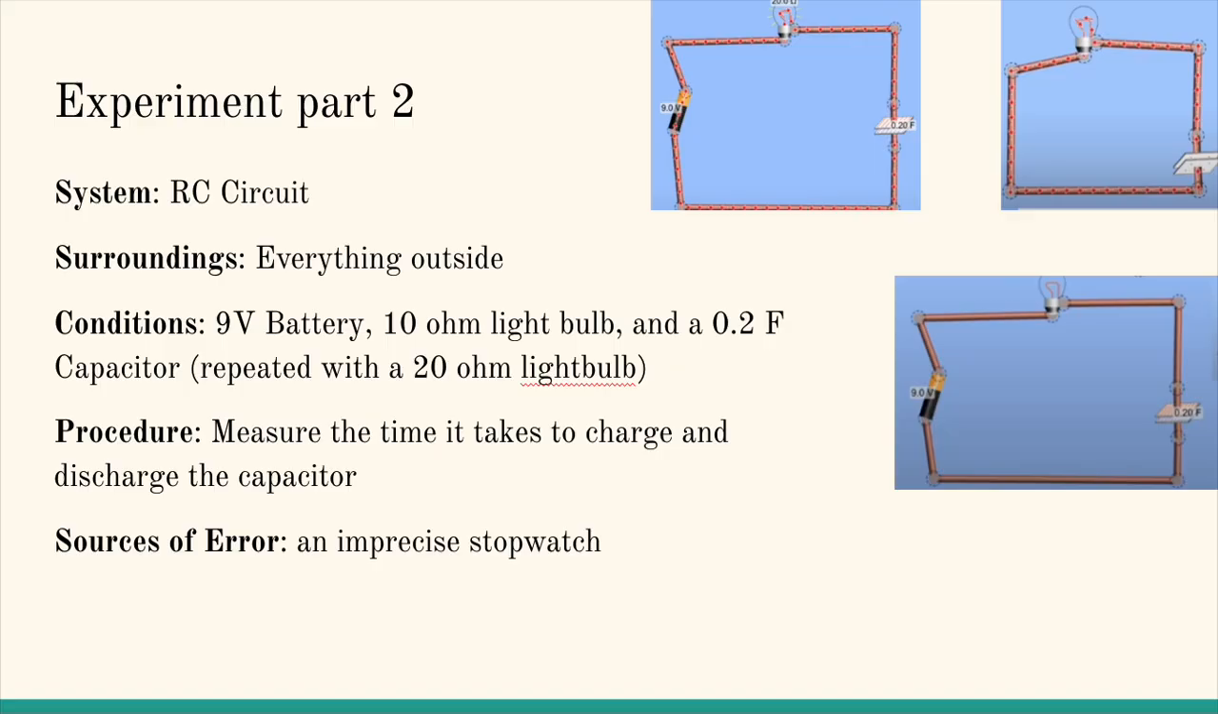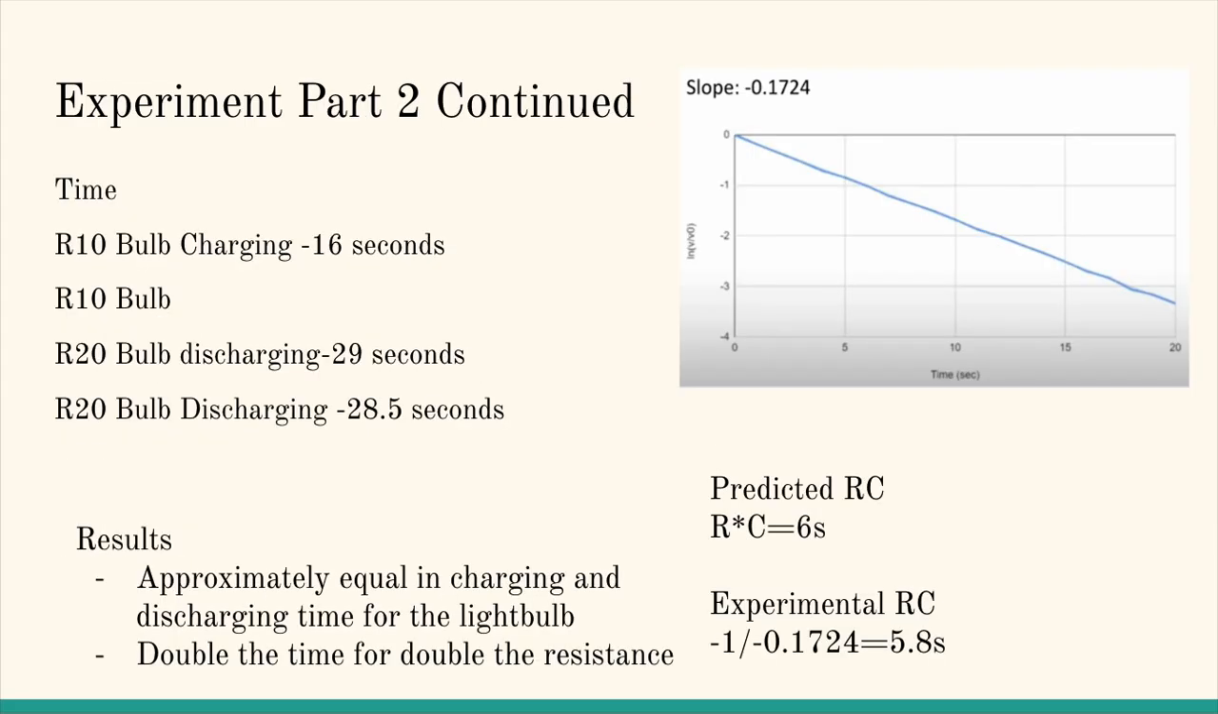In experiment 2, it was a similar setup, except there's only one battery and no resistors. Instead of resistors, they had a capacitor and a light bulb. It's a 9-volt battery, a 10-ohm light bulb, and a 0.2 farad capacitor. Then we repeated the experiment with a 20-ohm light bulb to see what the difference would be. The thing we're measuring is the time it takes to discharge and recharge the capacitor.